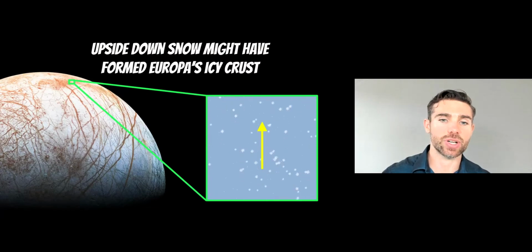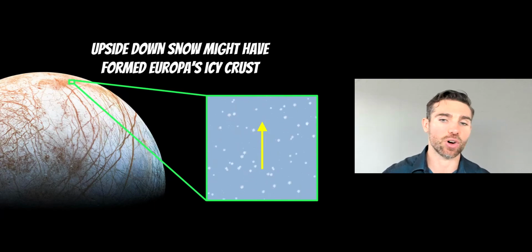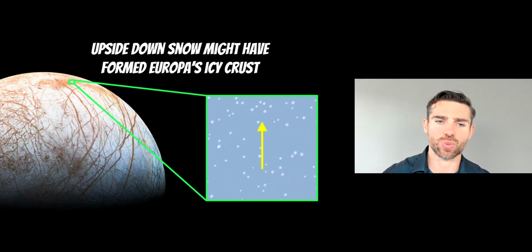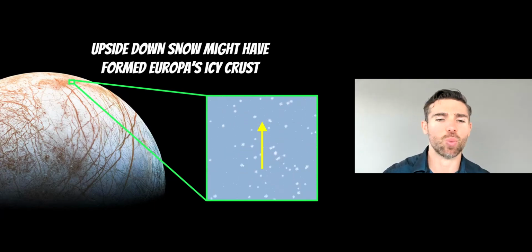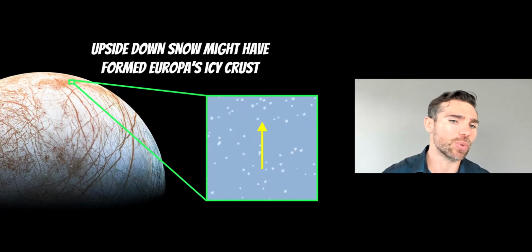There's been some recent research to suggest that upside down snow might have formed Europa's icy crust, which sounds really strange. So we're going to have a look at what that means in the context of forming the icy crust, and a quick introduction to Europa, which is a moon of Jupiter.